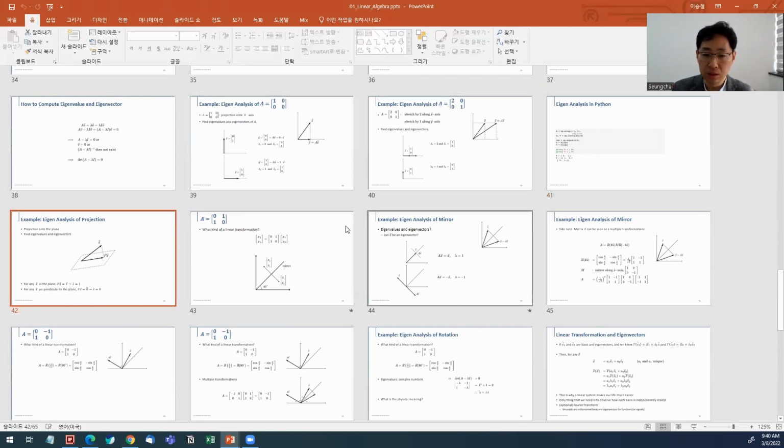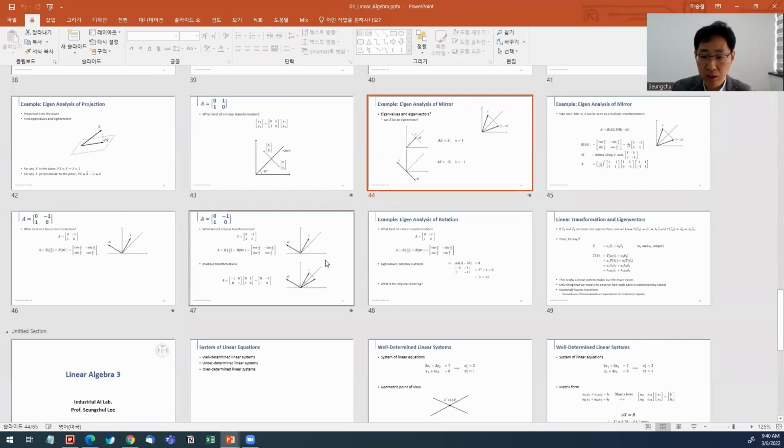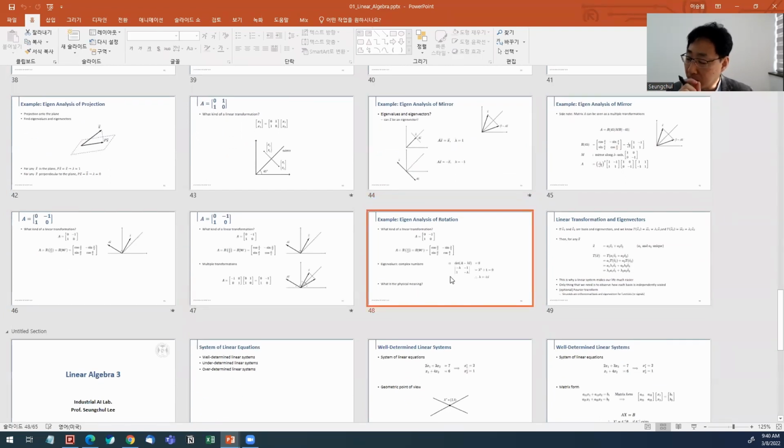And here is some of the examples that I provided: eigenanalysis of projections, which is a linear transformation as well. And the mirror too. And rotation is very interesting stuff. I hope that you take some time to think about what the eigenvectors and eigenvalues are in the rotation linear transformation.